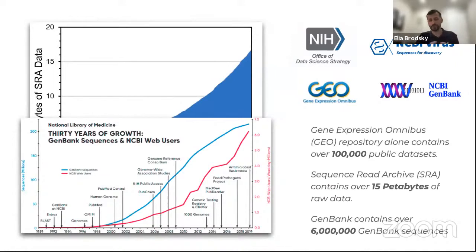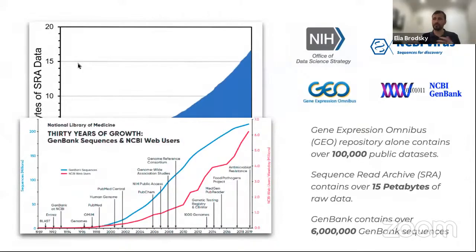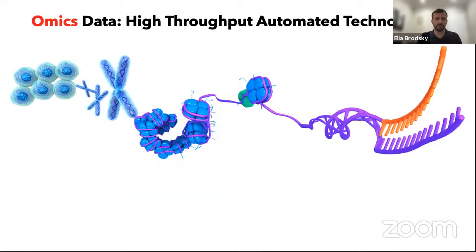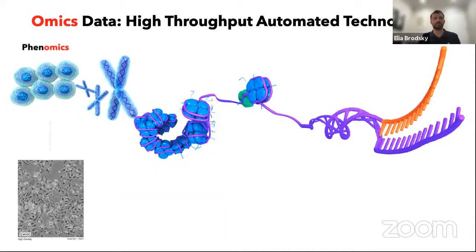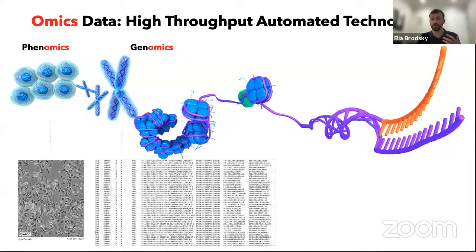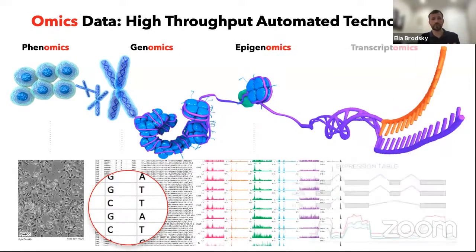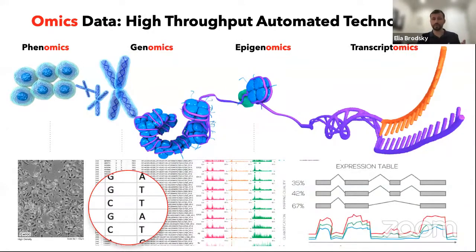Now, when it comes to such a diverse series of data, we need to understand what are the properties and challenges associated with each one. Omics data is a variety of comprehensive views of a particular type of data. A lot of times this is generated using what's called high-throughput technologies. These technologies include phenomics, genomics, epigenomics, and transcriptomics. And all of these are relying on high-throughput or automated technologies to generate huge collections of data sets.